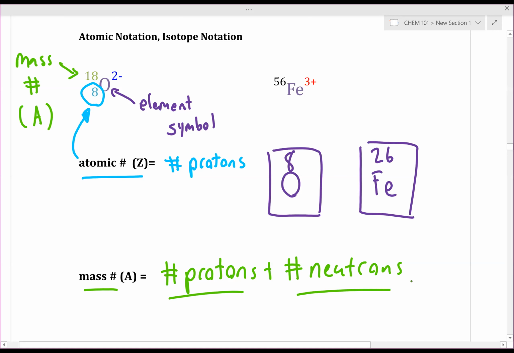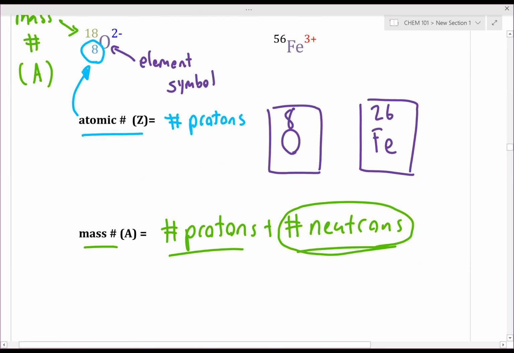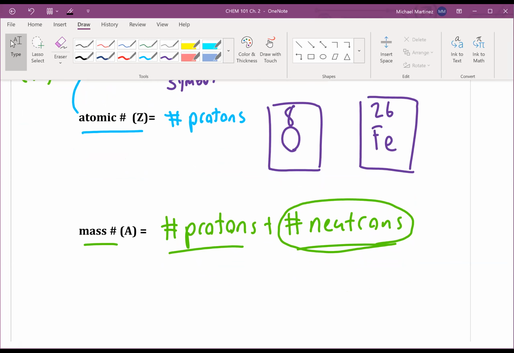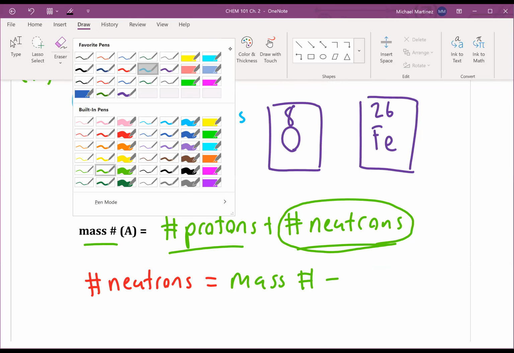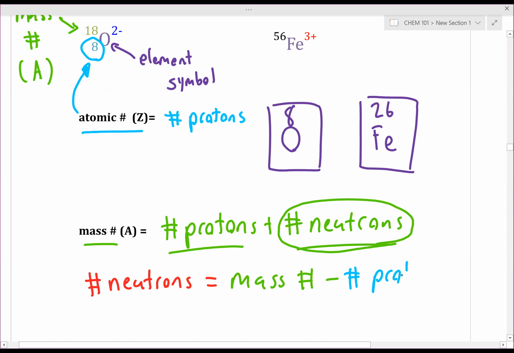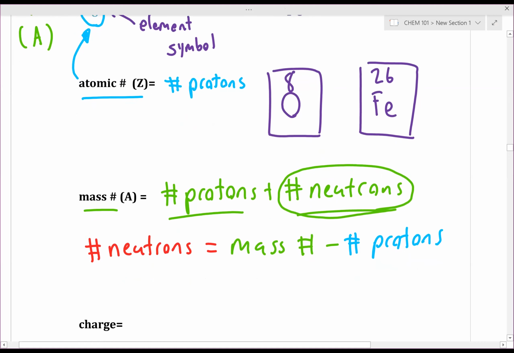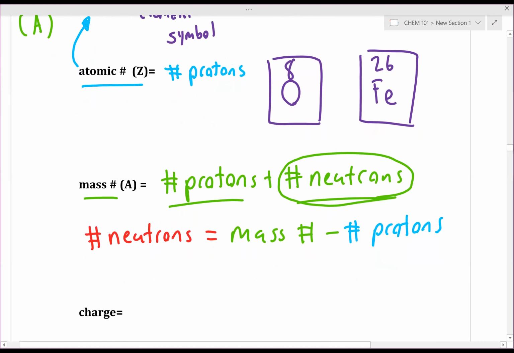We can use the mass number to figure out the number of neutrons found in our atom. And let's show how we would do that. So the number of neutrons is equal to the mass number minus the number of protons. Does that make sense to everyone? We just rearrange this equation. So, for example, we'll do some calculations in a moment.